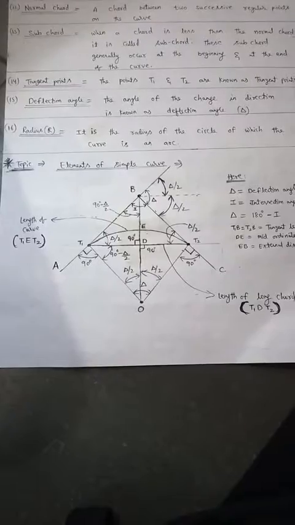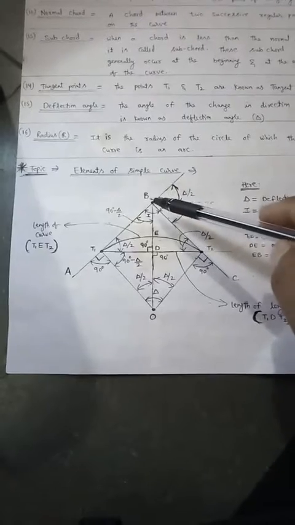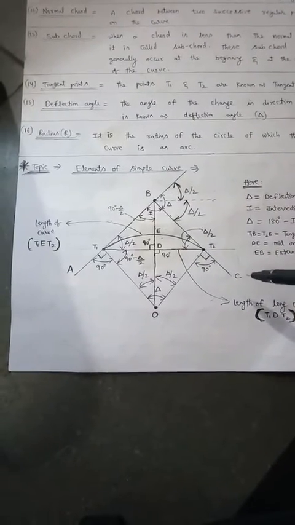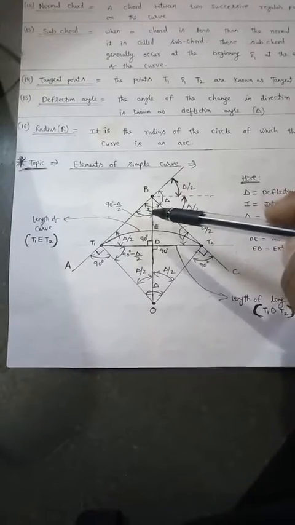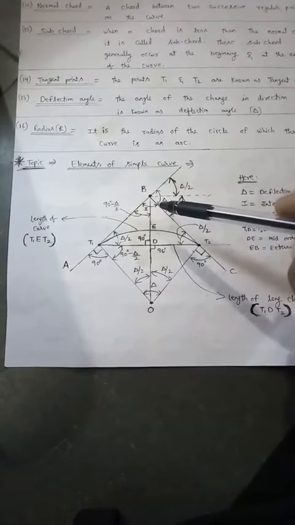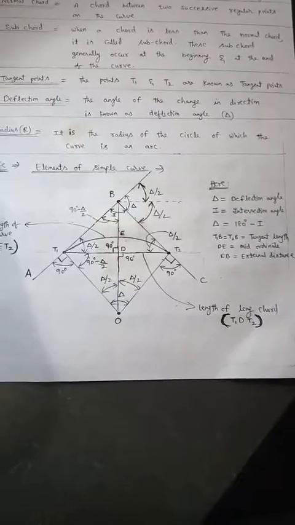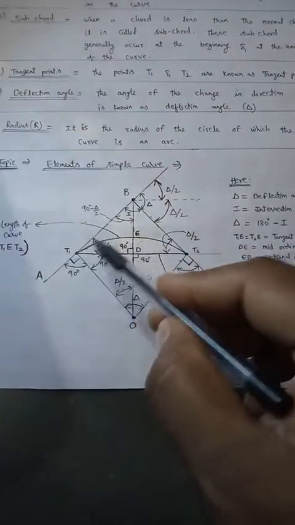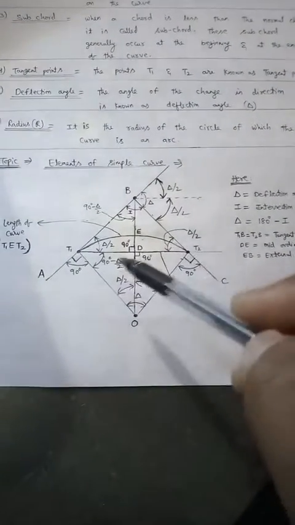So next topic is elements of simple curve. AB is a backward tangent. BC is the forward tangent. Delta indicates the deflection angle, I indicates the point of intersection, and this is the intersection angle. This is the length of curve, and this is the long chord, a straight line.